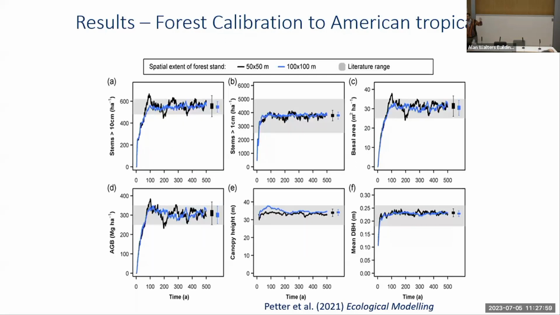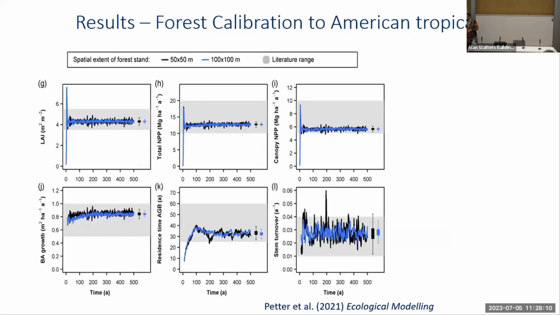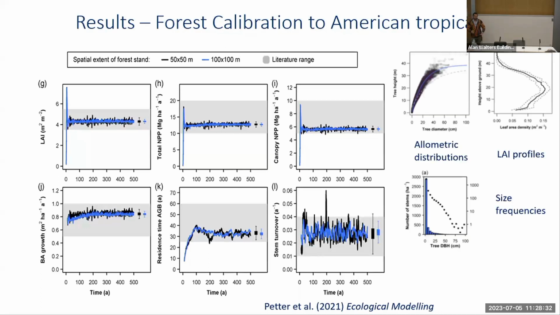And we were able to optimize for snapshot variables, like the number of stems or aboveground biomass or basal area, but also dynamic variables like primary production, or basal area growth, or residence time of the biomass. Just to give a picture that we were able to optimize the model for the structure that we need that depicts the lowland forest. So there are all other types of data that emerged from the model that we didn't optimize because there was a lack of data on that.